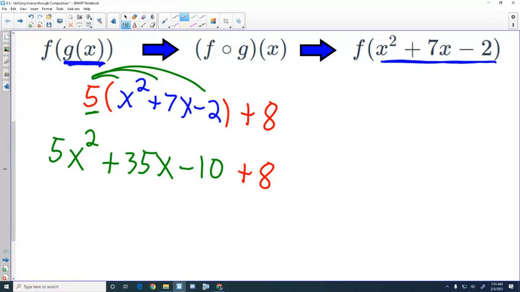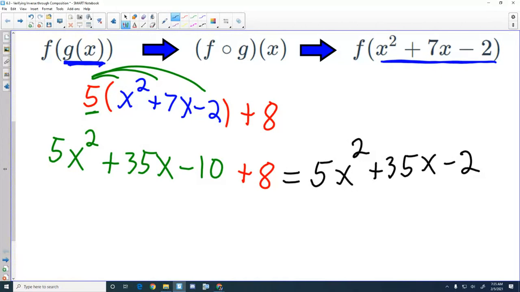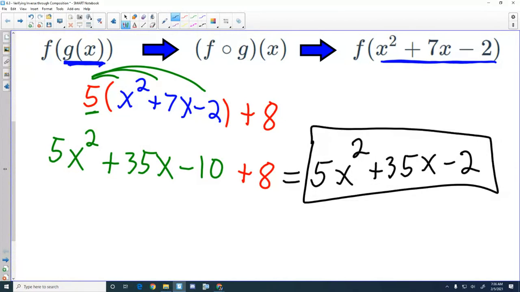Is there anything else I can do to simplify this equation right now? Yeah, there's 2 more like terms, right at the end. Negative 10 plus 8. So we can add those last 2 terms up, and we're going to get 5x squared plus 35x minus 2, right? A negative 10 plus 8 is a negative 2. And this right here would be what we call the composition of those 2 functions, f of g of x.